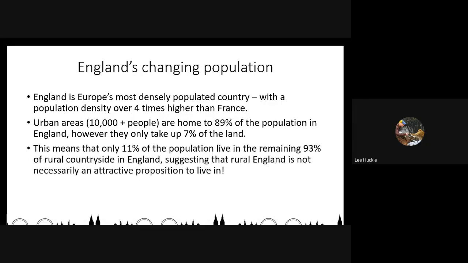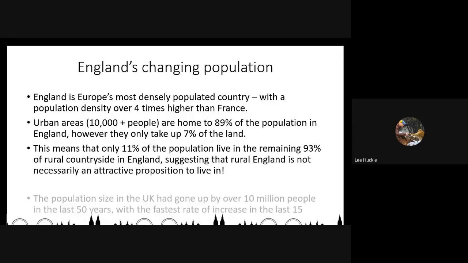This means that only 11% of the population live in the remaining 93% of rural countryside. So therefore, that statement is saying that the countryside areas are sparsely populated in comparison to the urban. And there you go, suggesting that rural England is not necessarily an attractive proposition to live in at the moment. But as you know, throughout this unit, things started to change.